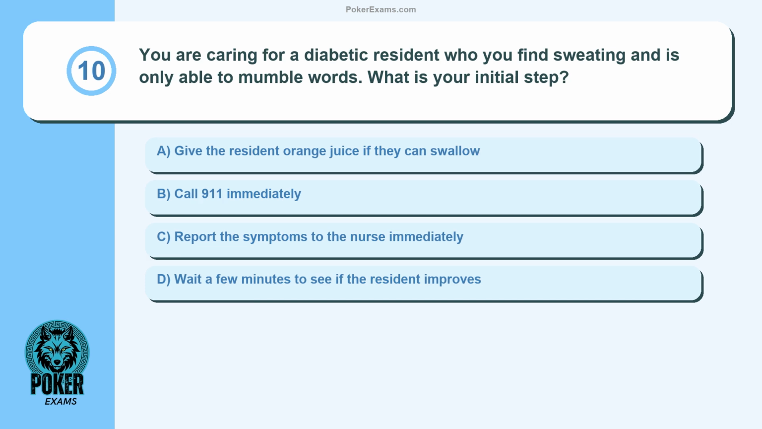Question 10. You are caring for a diabetic resident who you find sweating and is only able to mumble words. What is your initial step? Give the resident orange juice if they can swallow. Call 911 immediately. Report the symptoms to the nurse immediately. Wait a few minutes to see if the resident improves.